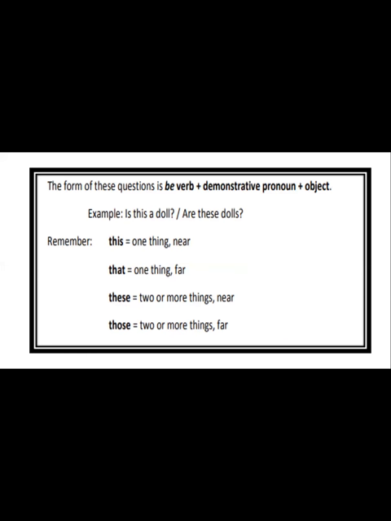Let's see. The form of these questions is verb plus demonstrative pronoun plus objects. Examples: is this a doll, or are these dolls? See? Singular. Is this a doll? I use is because I'm talking about only one doll. This, a doll, right? But if I'm talking about more dolls, more than one, I say are. Are these dolls? Right? Remember this.